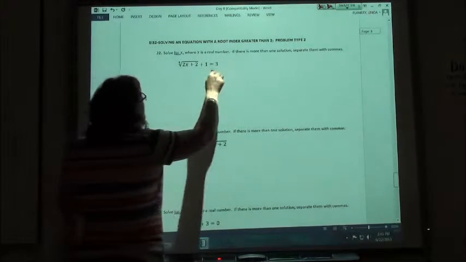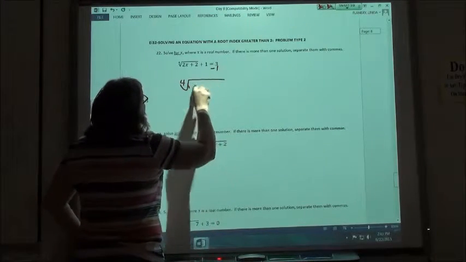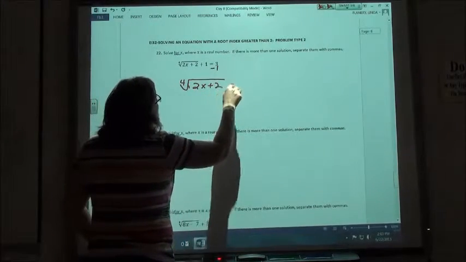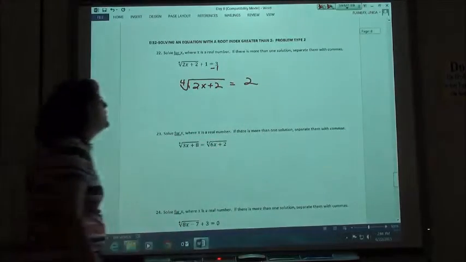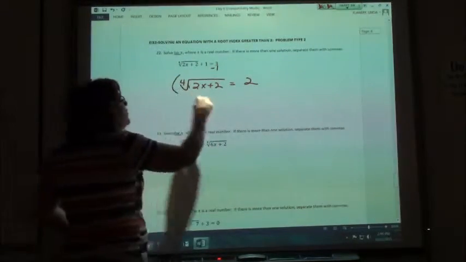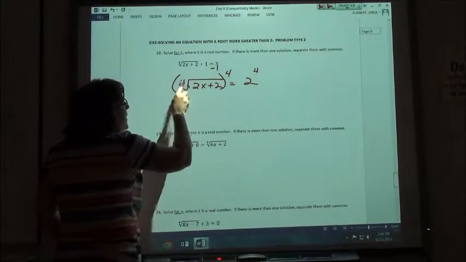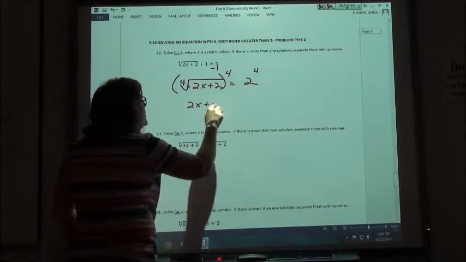But what we want to do is isolate our radical expression. So in this case, I'm going to minus my 1 first. The fourth root of 2x plus 2 equals 3 minus 1, which is 2. Then I'm going to do the opposite of whatever that root is. This is the fourth root, so I'm going to raise to the fourth power. That's going to cancel this out. I get the 2x plus 2.